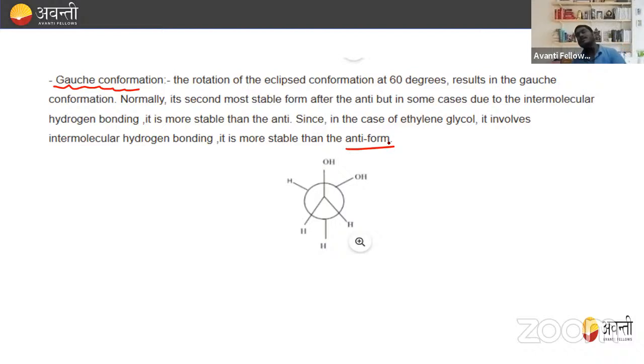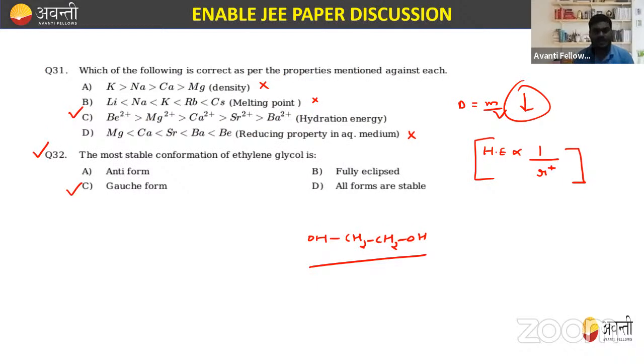So if someone asks whether the anti form will be more stable as compared to the Gauche form, you can explain that in ethylene glycol there is intramolecular hydrogen bonding, sorry, intramolecular, not intermolecular. Due to this hydrogen bonding they are much more stable as compared to the anti form. I hope all is clear related to this question. The most stable conformation of ethylene glycol is the Gauche form, and why Gauche form? Due to hydrogen bonding only.